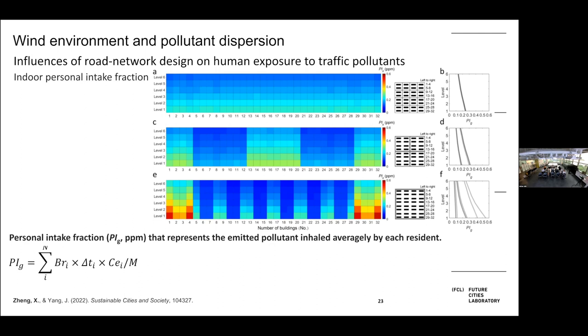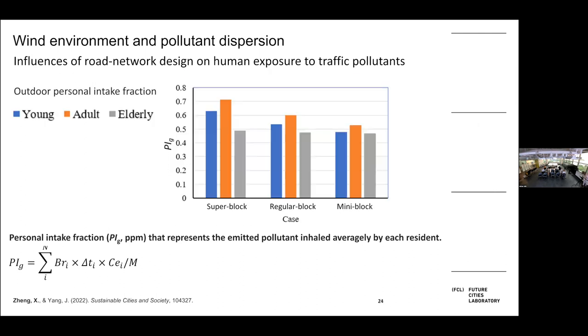Which means, okay, of course we protect the few residents who live inside, but sacrifice the people living close to the road network, close to the road area. Okay, so this tells us that when we're conducting a design, when we put the vulnerable population and old people inside, and we want to have a super block road network.